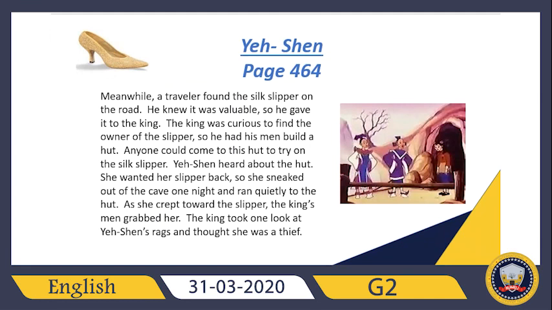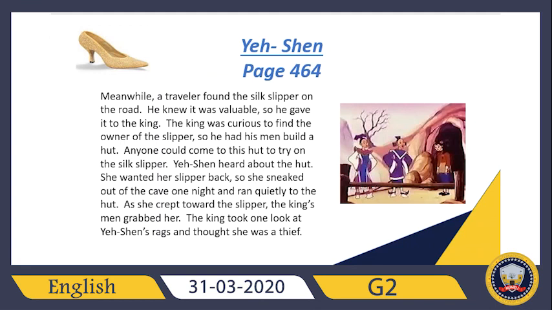The king was curious to find the owner of the slipper. So he had his men build a hut. So what do you mean by this? Now the king, when he saw the slipper, he wanted to know who is the owner of it. He wanted to see whose slipper it was. So what did he do? He told his men to make a hut, and he told everyone in the town to come and try the slipper. So all the girls in the town went to the hut to try the slipper, but because it was not their slipper, it did not fit their foot.